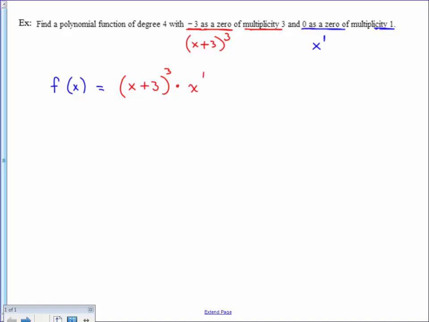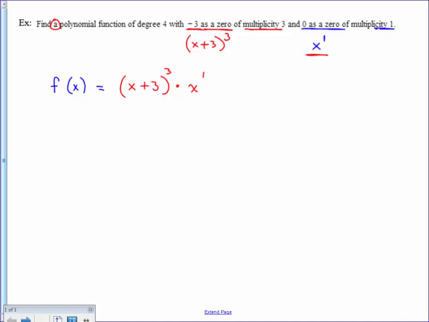Now notice here it says find a polynomial function. There actually might be multiple values that would work as this particular factor. You could actually put constants in front, so we could have 10x to the first. This over here could be 20 times x plus 3 to the third, but I'm not going to use those constants. We're just going to make things easy. They wanted me to find a polynomial function of degree 4 having these requirements, and so this is as simple as I can get with that.